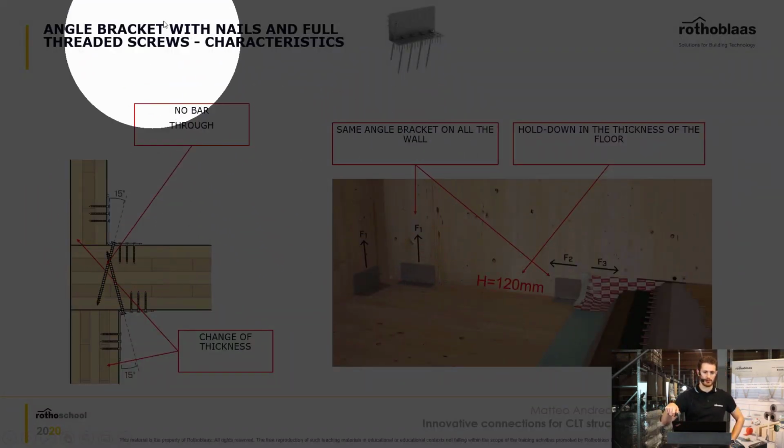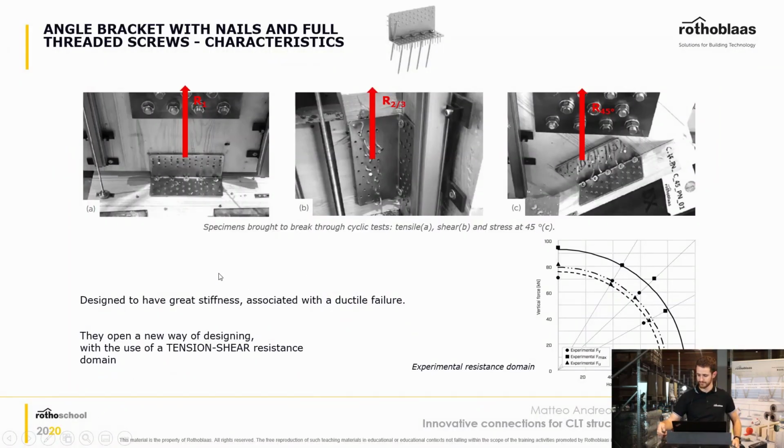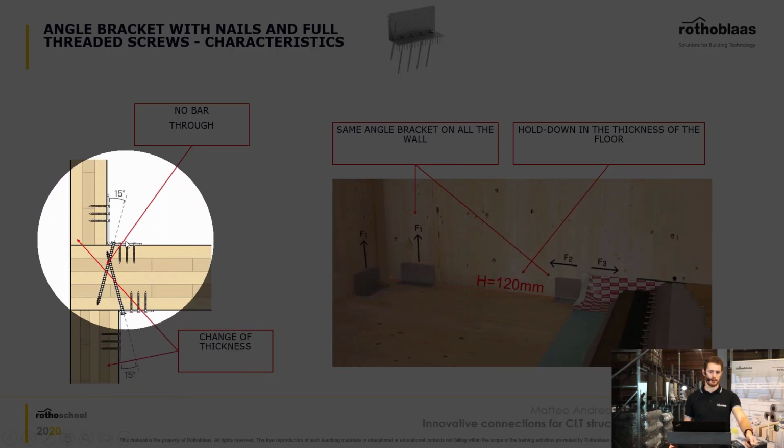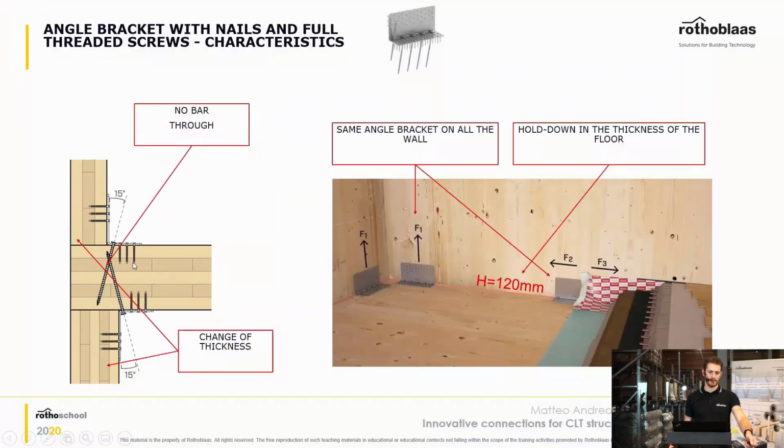Just one of them, you can see it right there in the corner. For a standard hold down, for example, you need a threaded bar that passes through the CLT floor panel. In this scenario, you don't need the bar, but you just have the inclined screws that are doing exactly the same thing. So they are resisting the tension forces. And why is that an improvement?